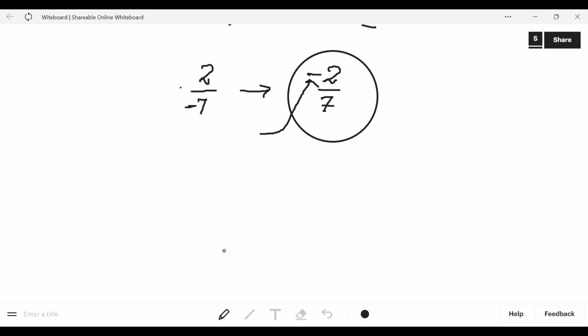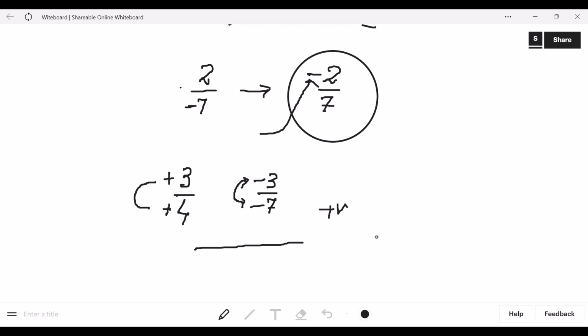Further, what about the sign of a rational number? See, if a number, let us say 3 upon 4, has top side and bottom side both integers with a positive sign, or minus 3 upon minus 7, both integers with a negative sign, then the rational numbers 3 by 4 or minus 3 by minus 7 will have a positive sign.